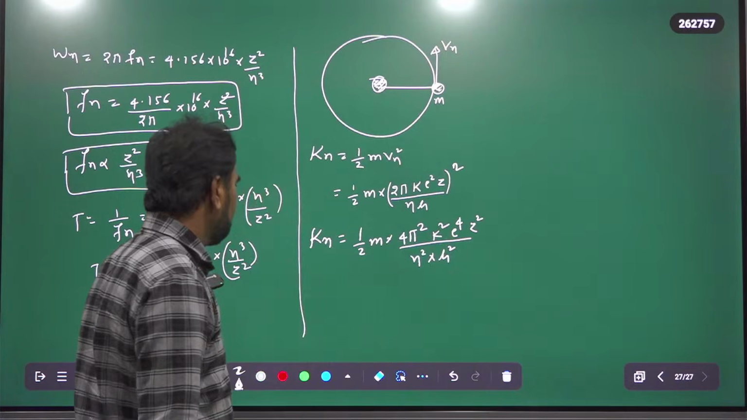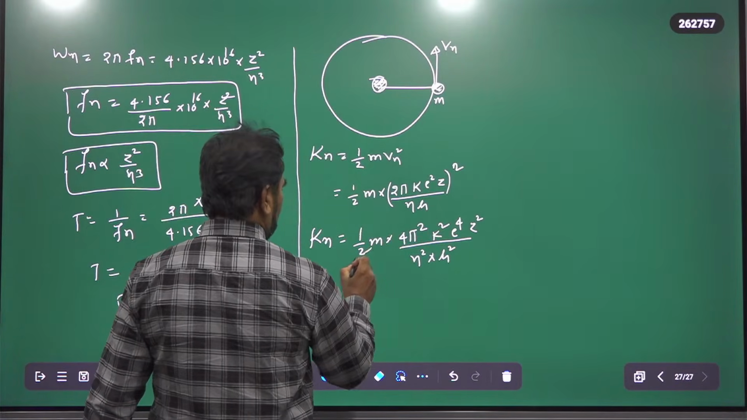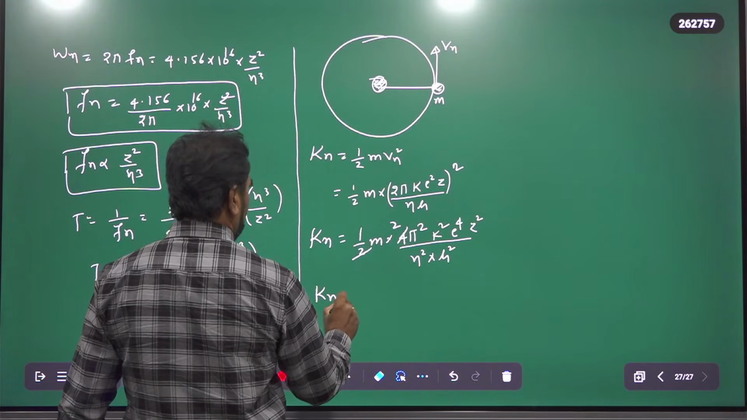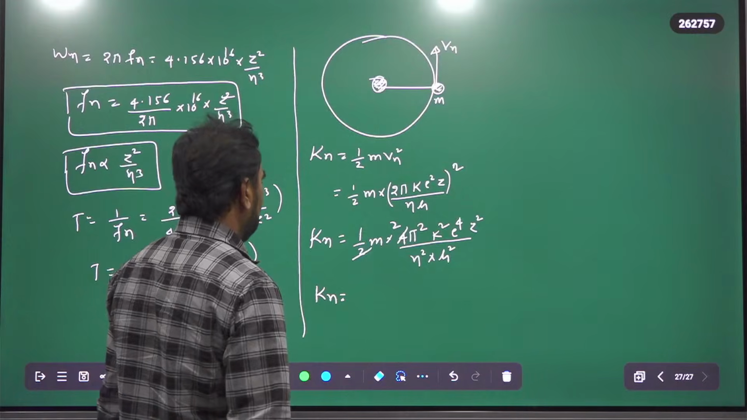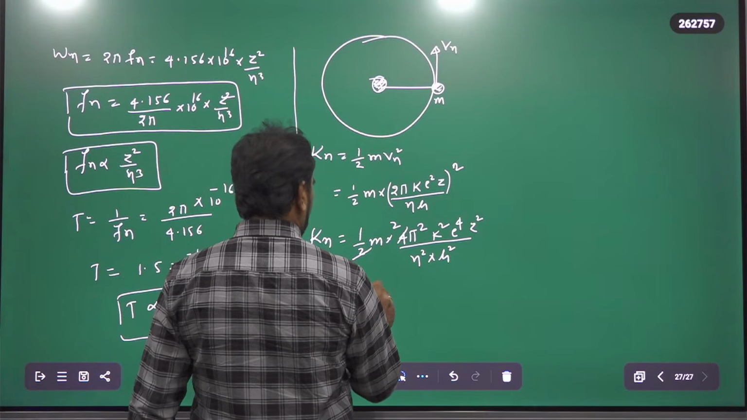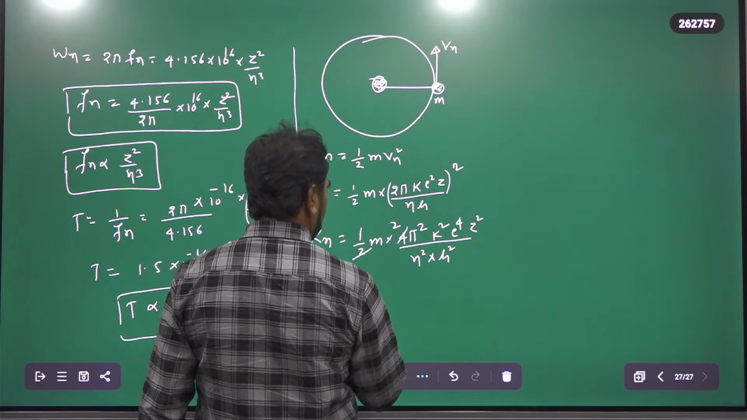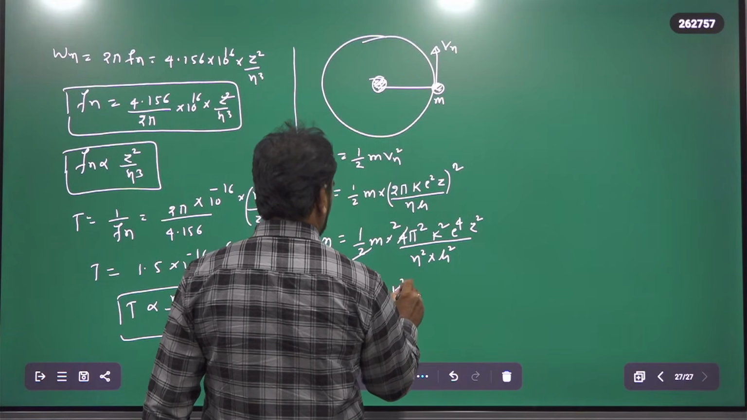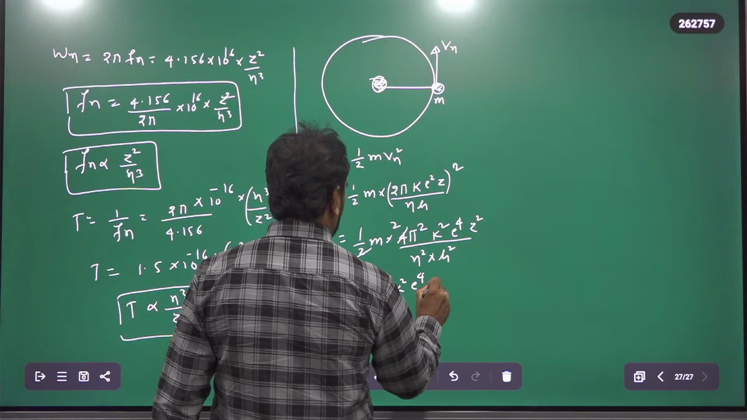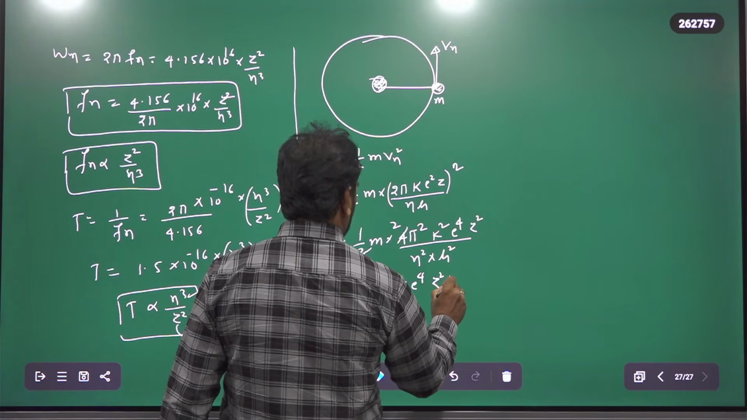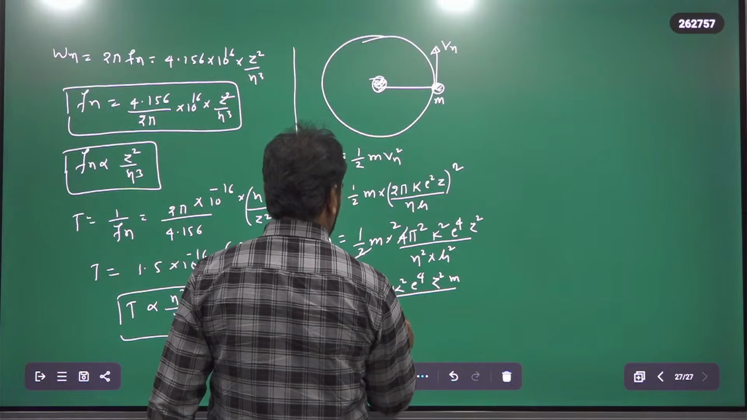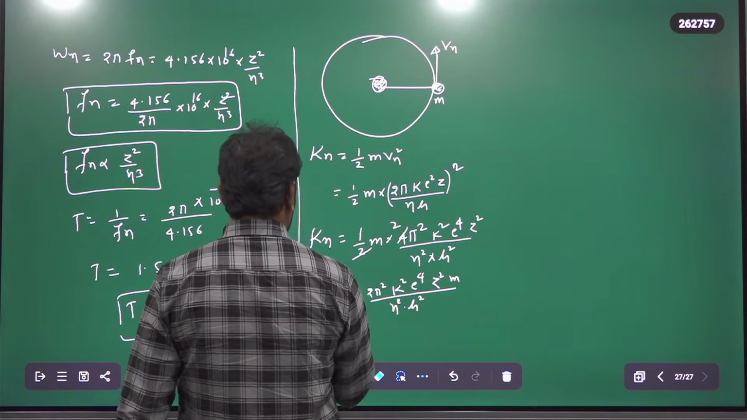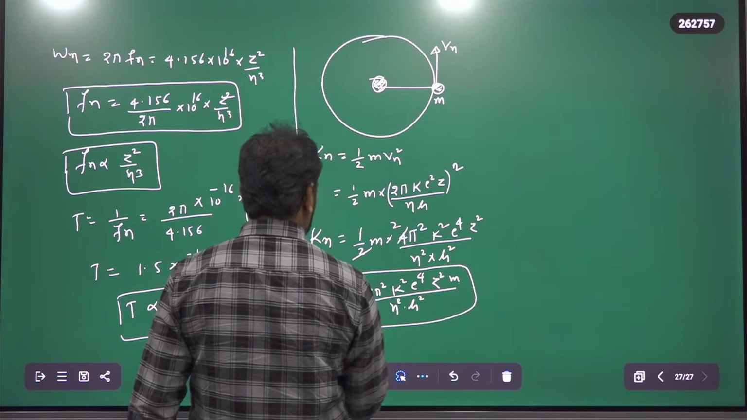So the 2 and the 2 get cancelled out. That is, Kn would be equal to 2 pi square k square e power of 4 z square m upon n square into h square. This is our kinetic energy of an electron in the nth orbit.